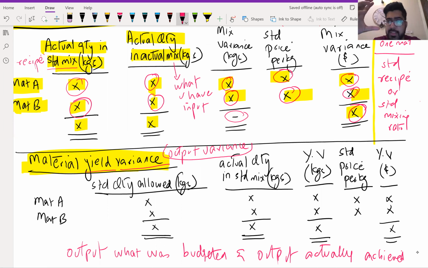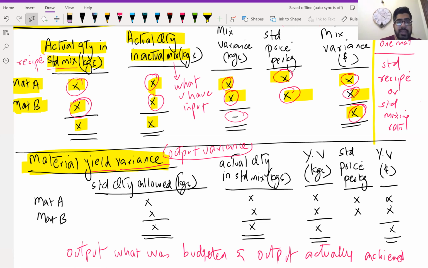Okay, mix variance. What input was recommended by the recipe, the standard mix, and the input you actually used. That's mix variance. Yield is the output variance, how much output was expected and how much output was actually achieved.